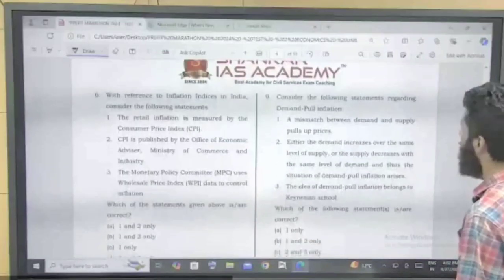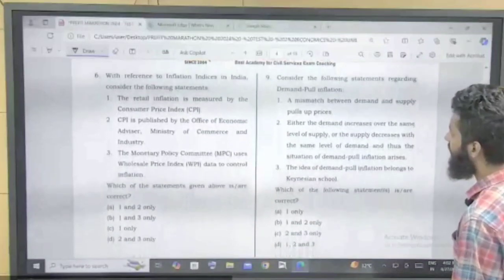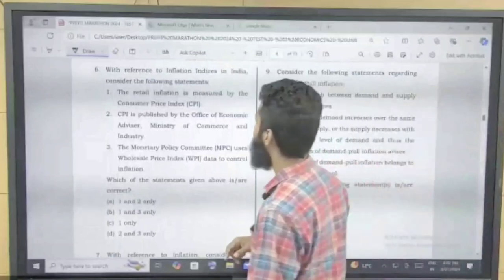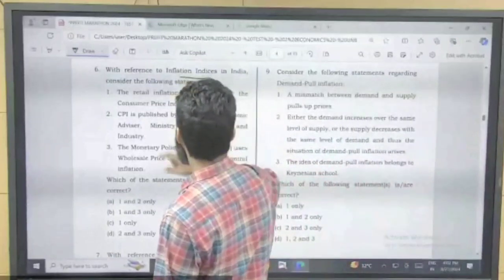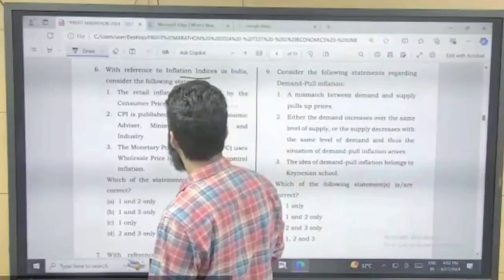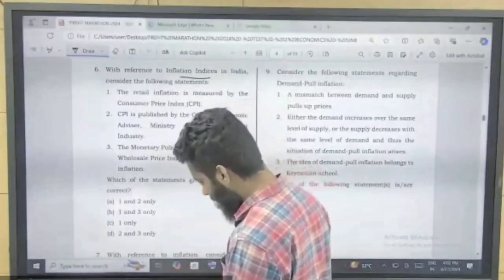We have seen WPI, wholesale price index. Now it is consumer price index. Inflation with respect to inflation indices in India, consider the following statements.